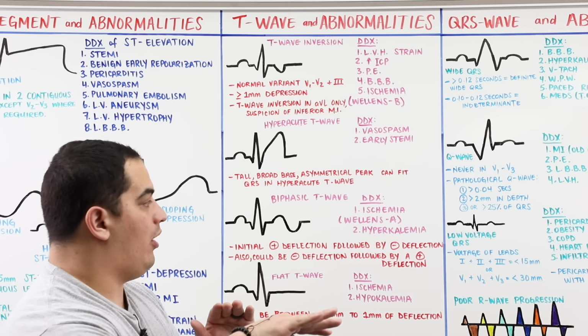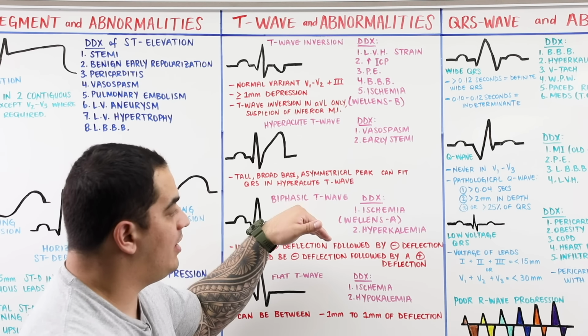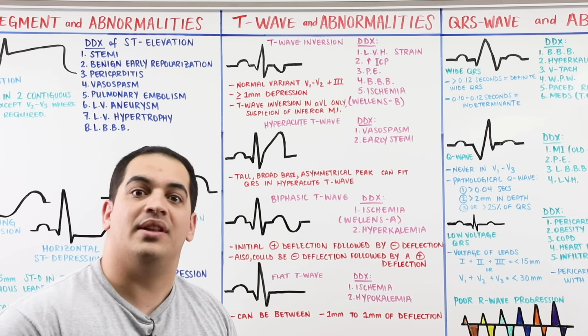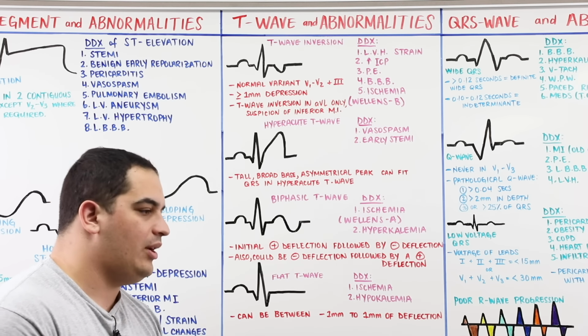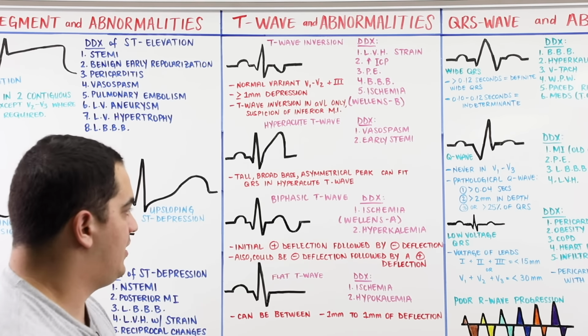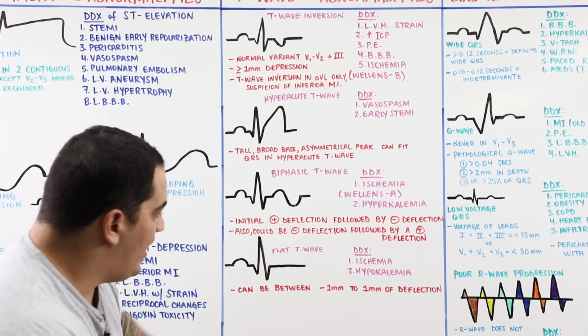If I see the opposite though, where I see a negative blip and then a positive blip, I've got to be thinking maybe this could be hyperkalemia. So check the potassium, see if that's a little elevated. Okay, so biphasic T waves, think about those two types of things. The next one is a flat T wave.